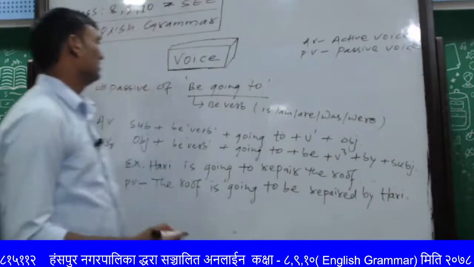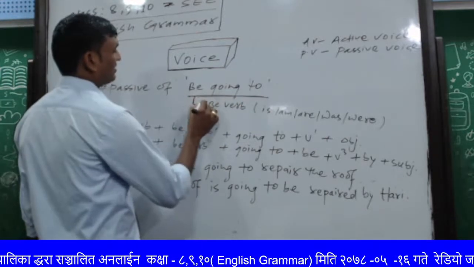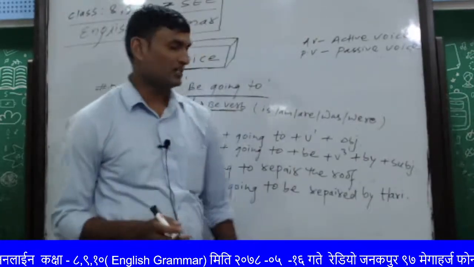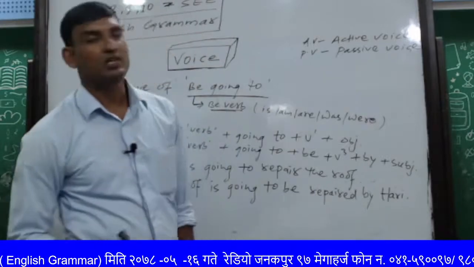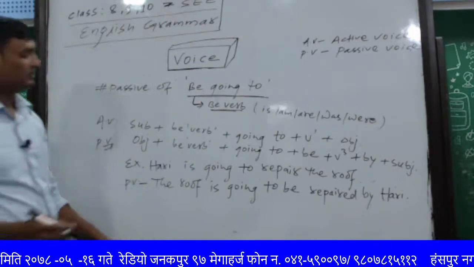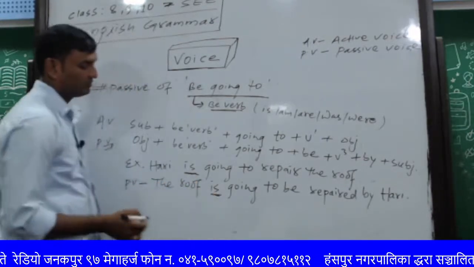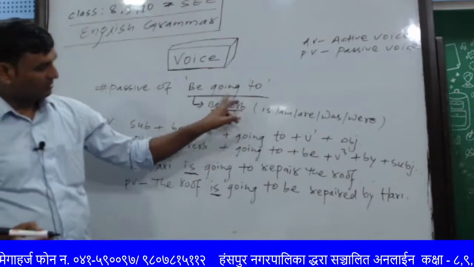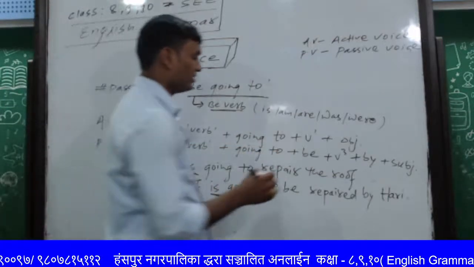It means passive of be going to, and be means be verb, and there are 5 be verbs in English: is, am, are, was, were. So the be verb here is, is, plus going to, and after going to V1 is used.